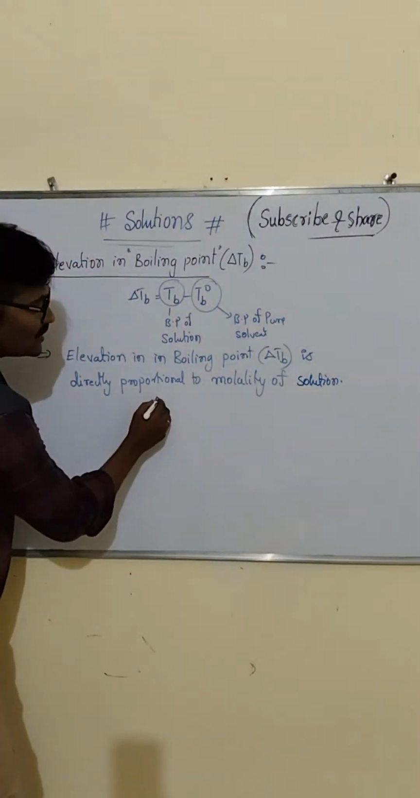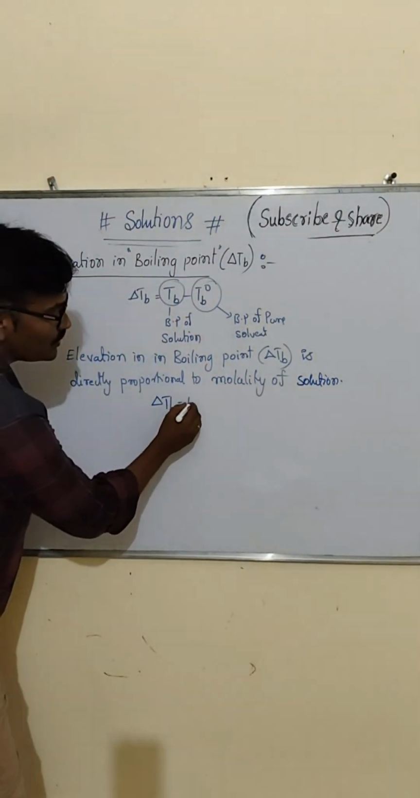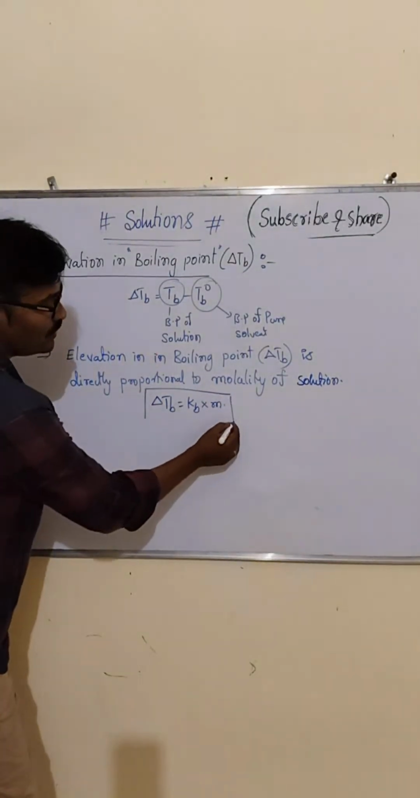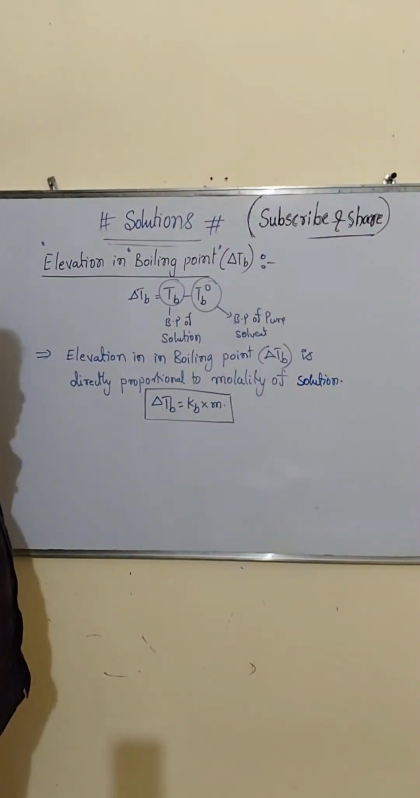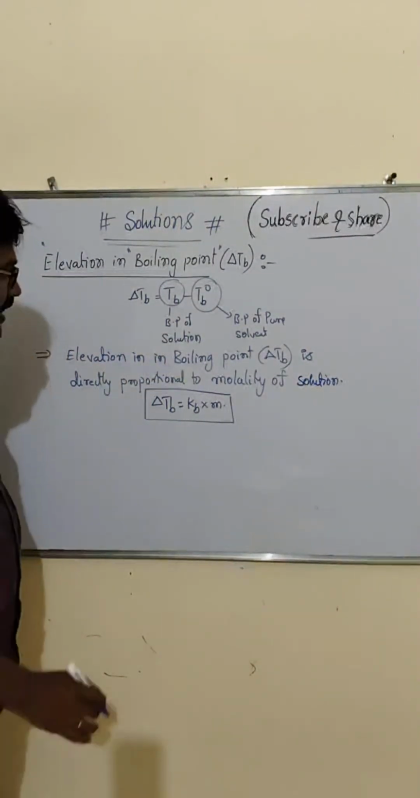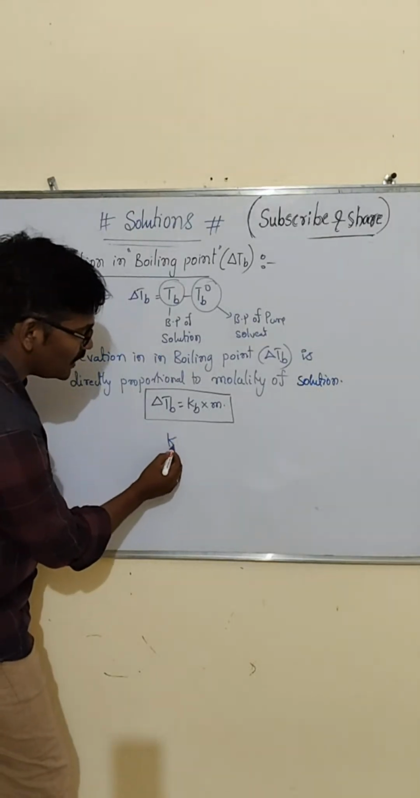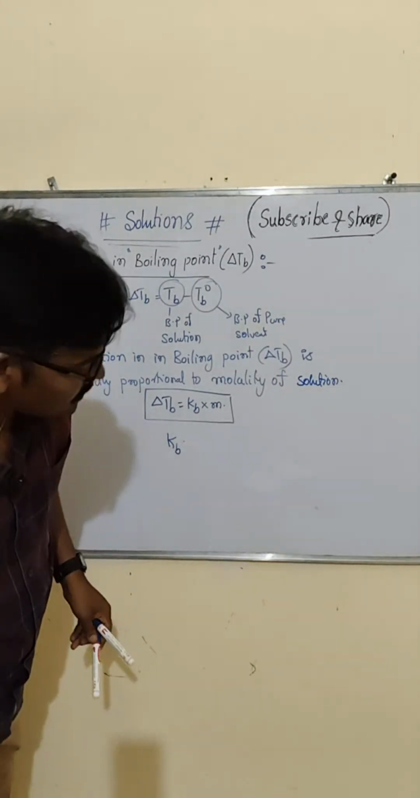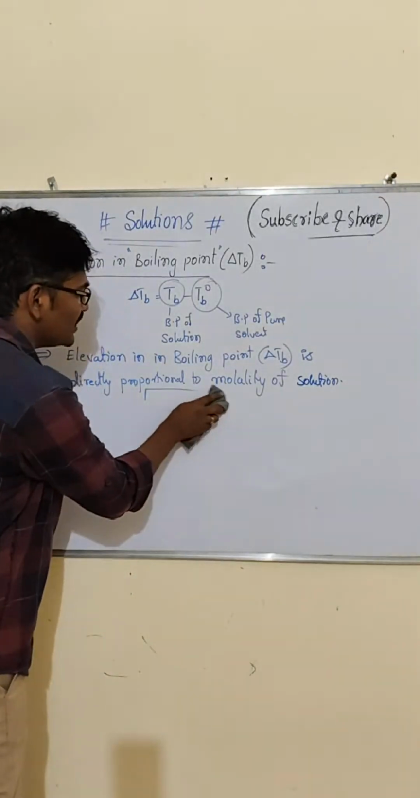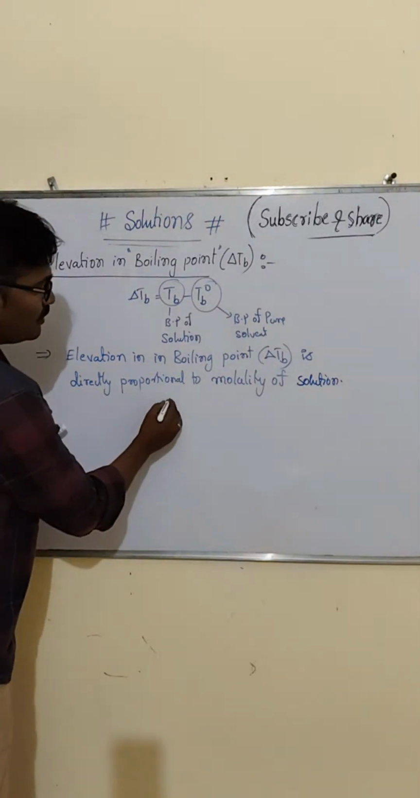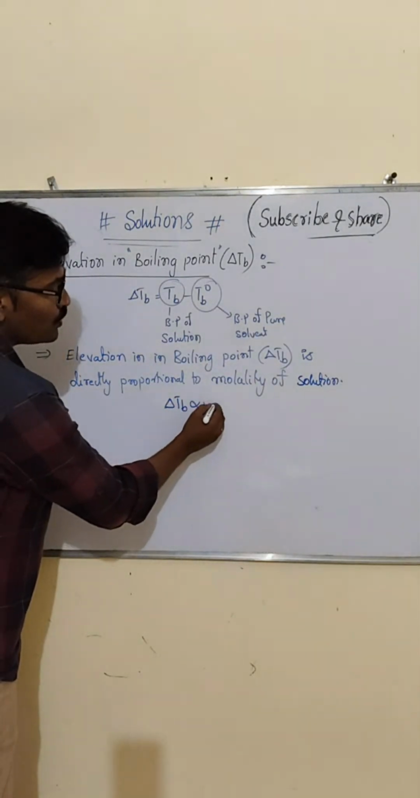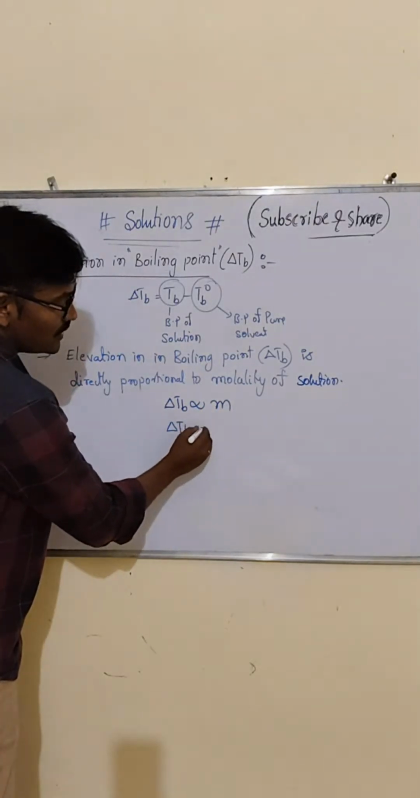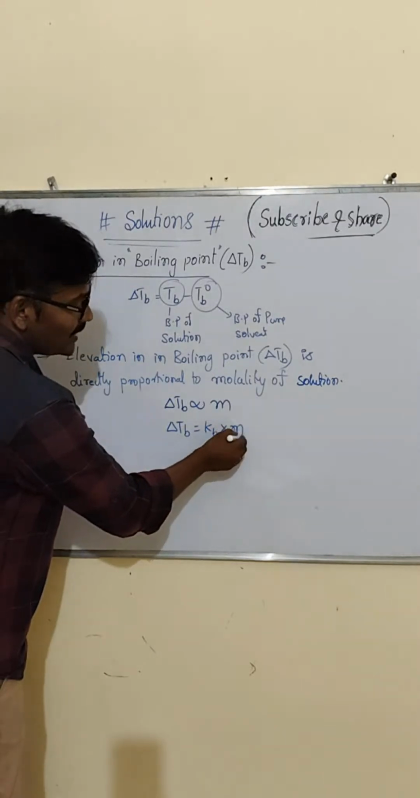So we can say that delta TB equals Kb into molality. Clear, my dear students? In case you want to get Kb: since delta TB is directly proportional to molality, delta TB equals Kb into molality, you can write.